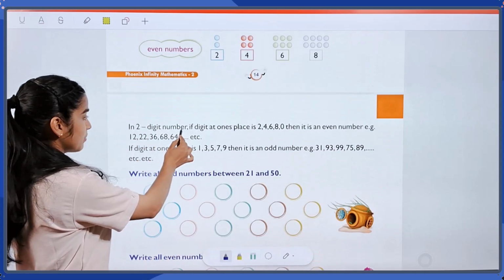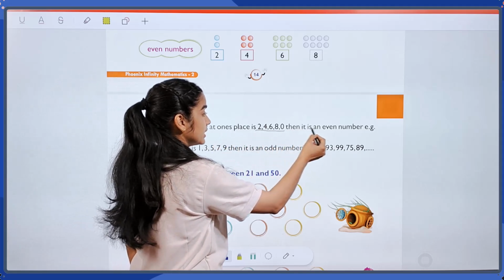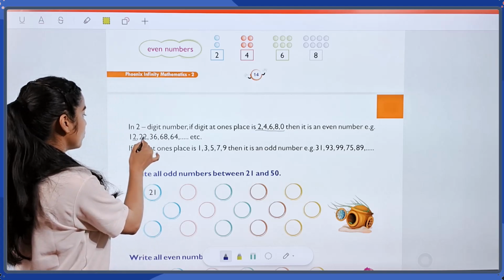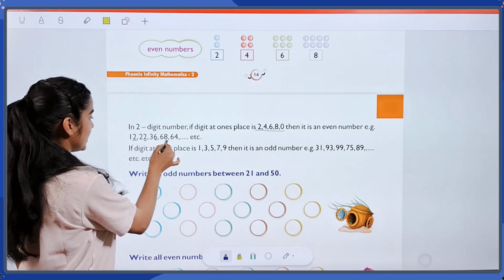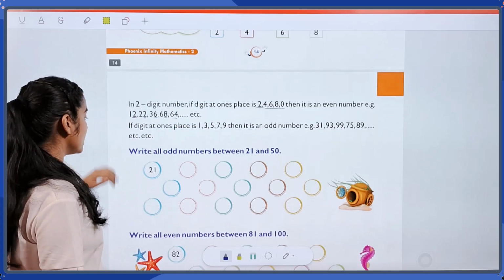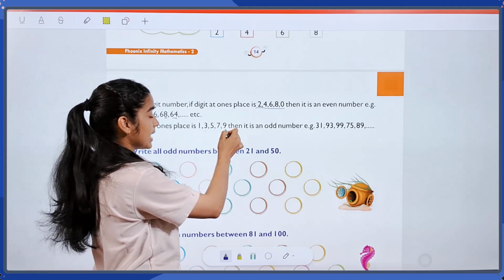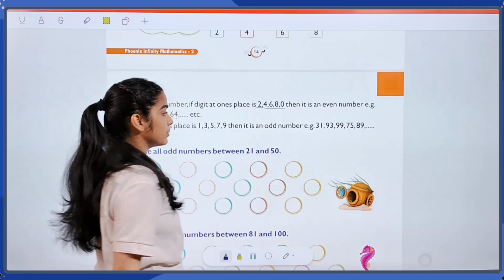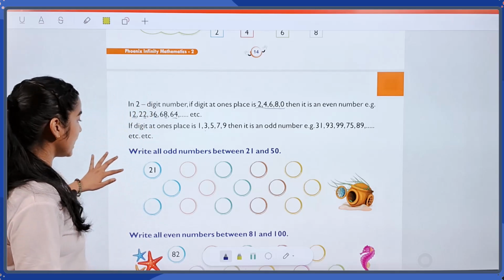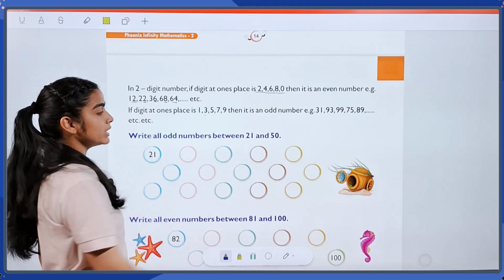In a two-digit number, if the digit at the ones place is 2, 4, 6, 8 or 0, then it is an even number. For example, the last digits we have are 2, 2, 6, 8, 4, which belong to this category. These are the even numbers. If the digit at the ones place is 1, 3, 5, 7, 9, then it is an odd number. For example, 31, 93, 99, 75, 89, etc.